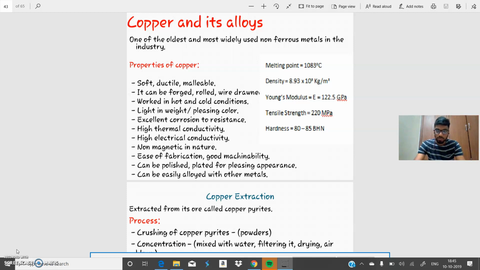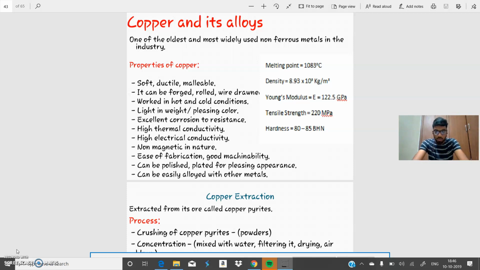Melting point of copper is 1083 degrees Celsius. Density of copper is 8.93 × 10^3 kg per meter cube. Young's modulus E is equal to 122.5 GPa. Tensile strength is equal to 220 MPa. Hardness is equal to 80 to 150 Bhn.